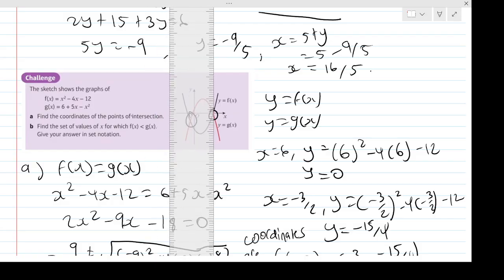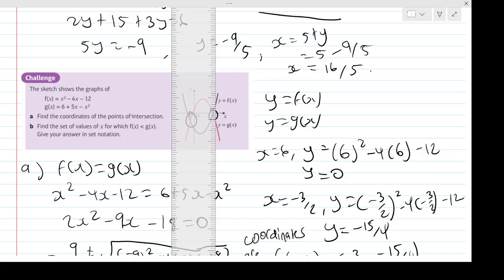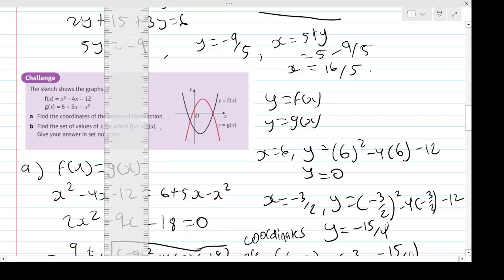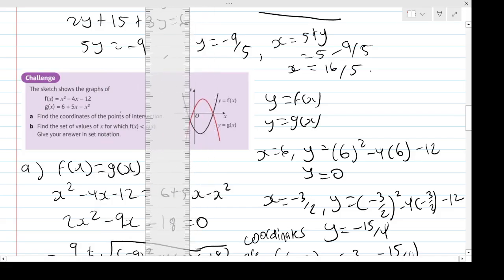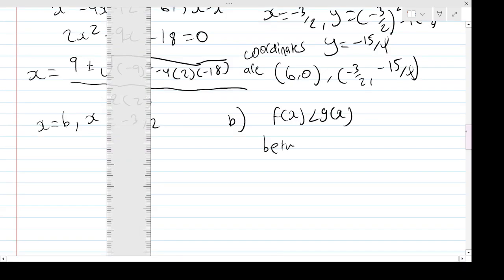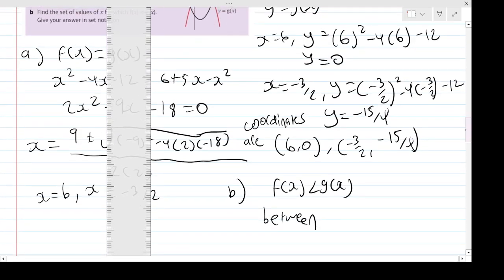And then afterwards, as we move away from the second point, the black curve is now bigger than the red curve. So f of x would be above g of x after the second point. So in summary, f of x is below g of x between the two points only. So I'm going to say f of x between the two points. So between the two x values, and we saw the two x values: minus 3 over 2 and 6. So it's between x is minus 3 over 2 and x is 6.